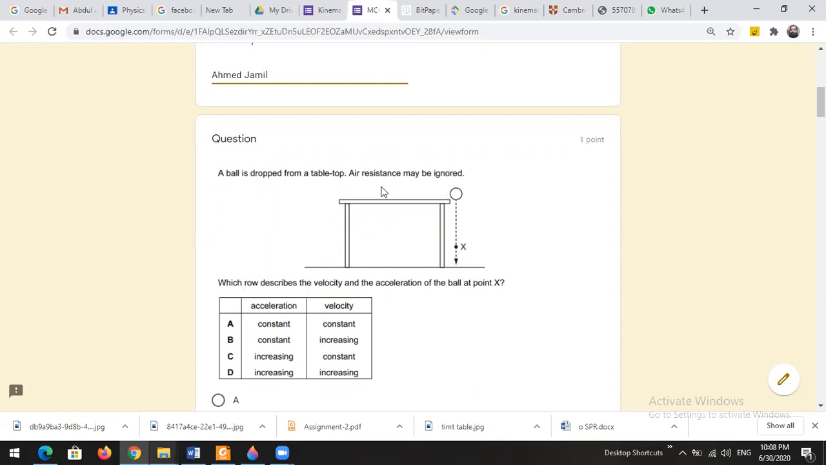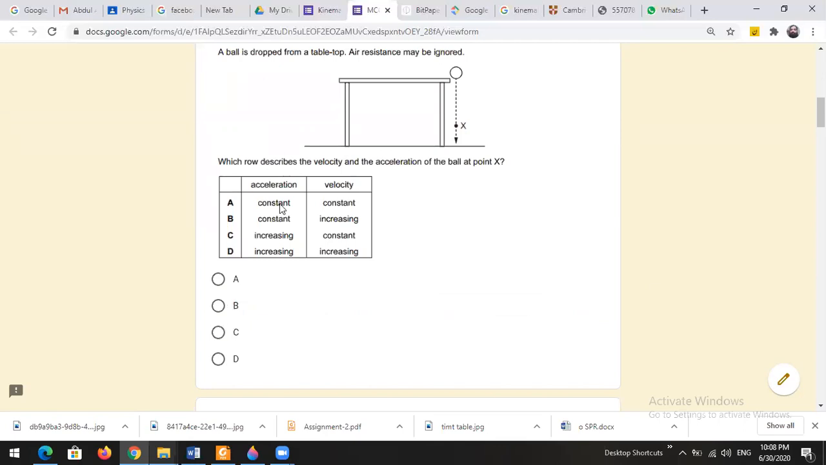In this question, air resistance is 0, or we have ignored the air resistance, so it means acceleration should remain constant. The initial value of the acceleration is 10, so it will remain constant throughout its fall towards the earth. Acceleration remains constant, but as acceleration means increase in velocity, velocity will keep increasing. So that is why option B is correct. Acceleration constant and velocity increasing.